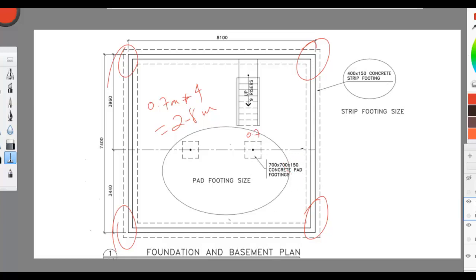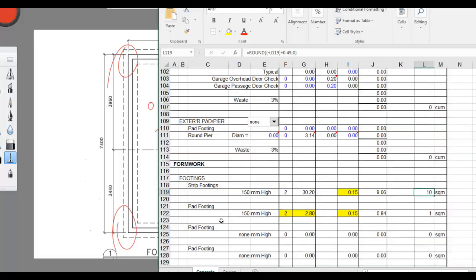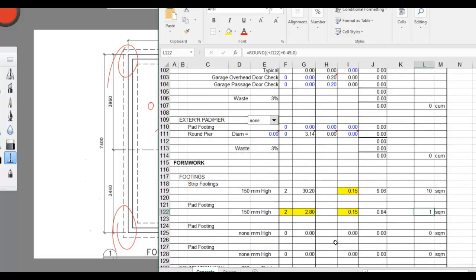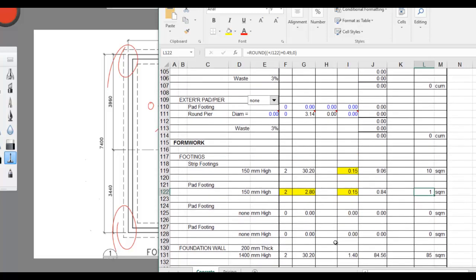So if you go to the Excel sheet here, you see we have two pad footing here, and the perimeter is 2.8 meter long, and the height of the form is 0.15. So that gives us an area of 0.84, rounded to 1 square meter. These are the two types of footing. And then we have the wall footing.